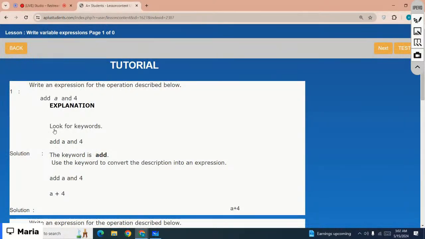Write an expression for the operation described below. Add a and 4, right? So, how do we write? You can write a plus 4, right? You have to write down these operations in mathematical form. They are in the sentence form, you have to write them now in mathematical form, right? Let's just start with the test questions.